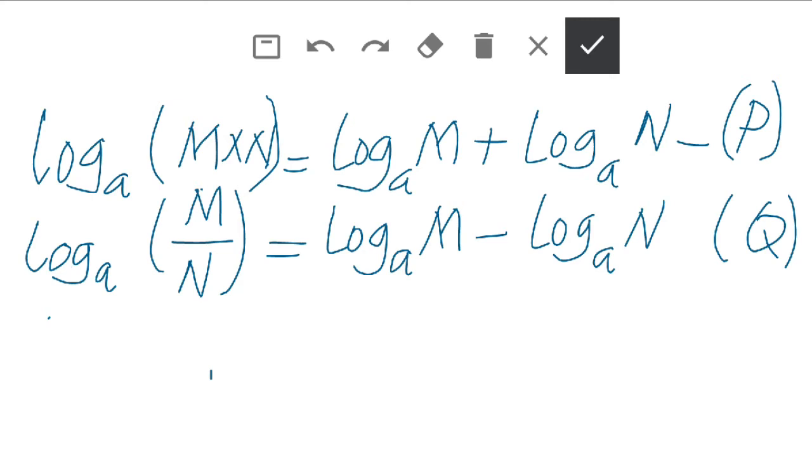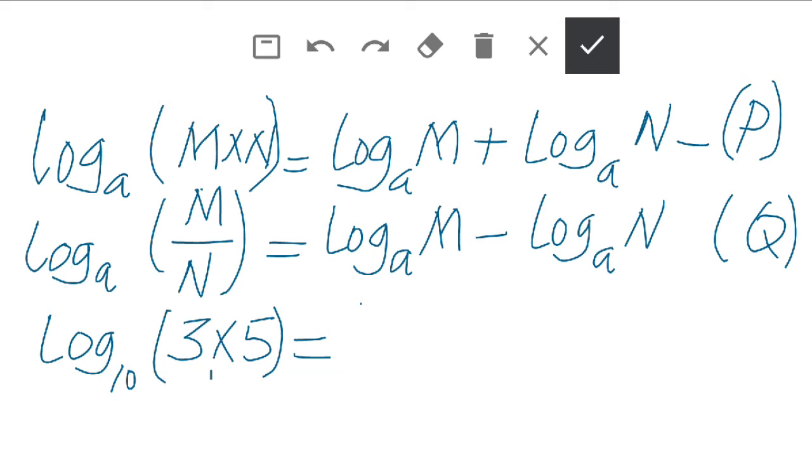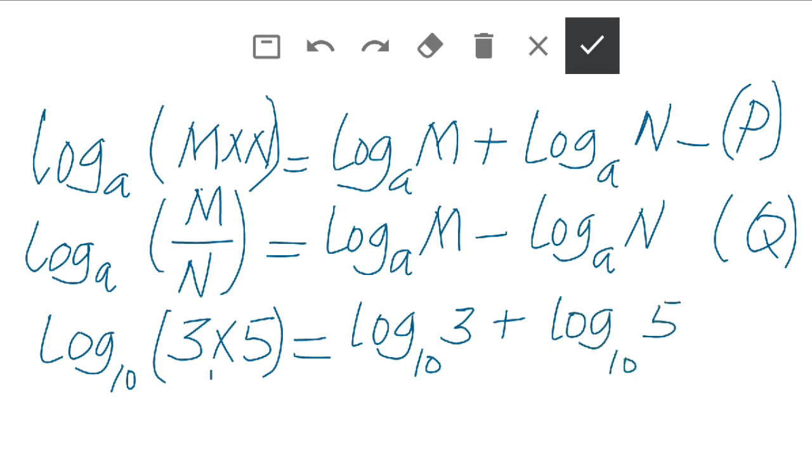Let's have an example. For example, when you say log to base 10 of 3 times 5, what we actually mean is that this is log to base 10 of 3 plus log to base 10 of 5.